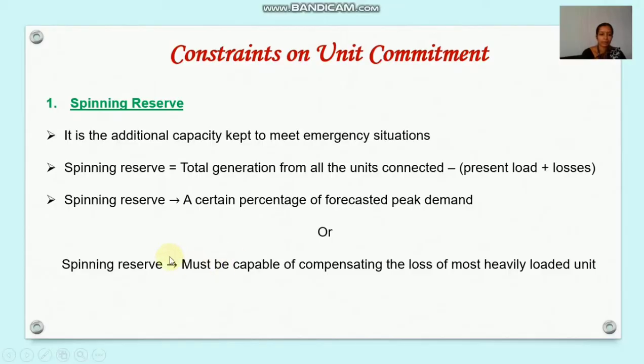And another way is that the spinning reserve must be capable of compensating the loss of the most heavily loaded unit. So this is another method. Suppose the generator with the highest capacity, the highest rated generator, has to be turned off due to some fault. In that case, the spinning reserve must be capable of supplying the deficient power. That is, if the generator with the highest capacity in our system is turned off, the spinning reserve should be capable of supplying that much power.